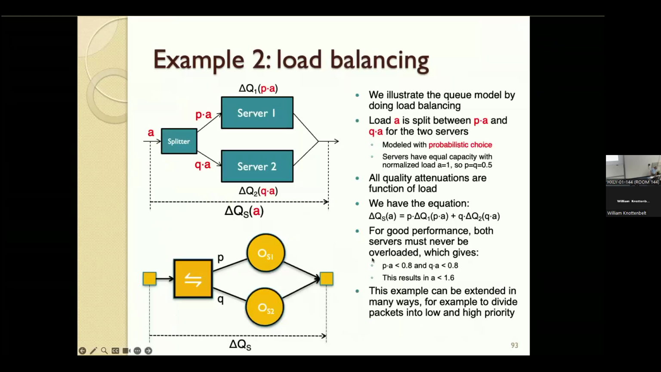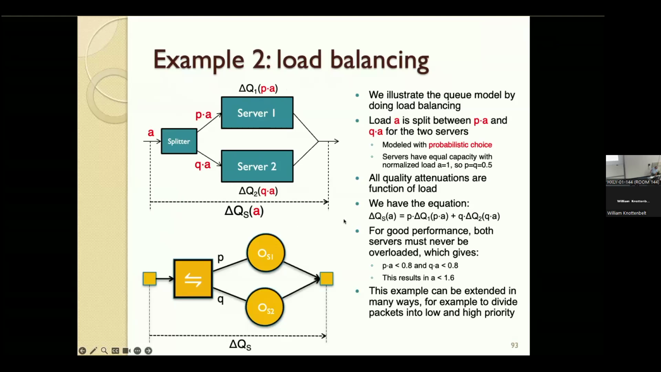So here's a second example, load balancing. Again, it's something related to load. We have the load coming in, A, and we split it. P and Q are fractions of the load, less than 1. They go to 2 servers. Each of these servers, 1 and 2, will treat a fraction less load than A. So Q1 is P times A, Q2 is Q times A.